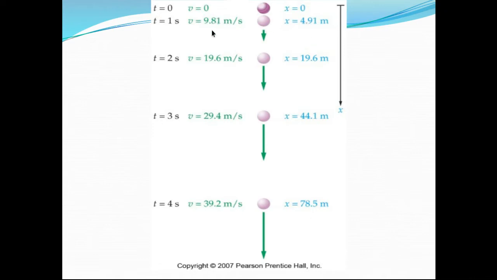If we use g as 10, then after 1 second it'd be going 10 meters per second, then 20 meters per second, then 30, then 40. And over here the distance fallen after 1 second would be approximately 5 meters, then 20 meters, then 45 meters, then 80 meters approximately. But if you want more detail, just use the 9.81, a more technical answer. But you can understand this just using 10.